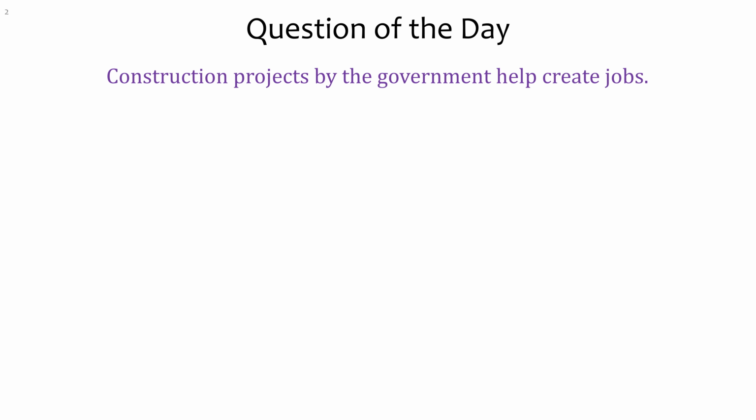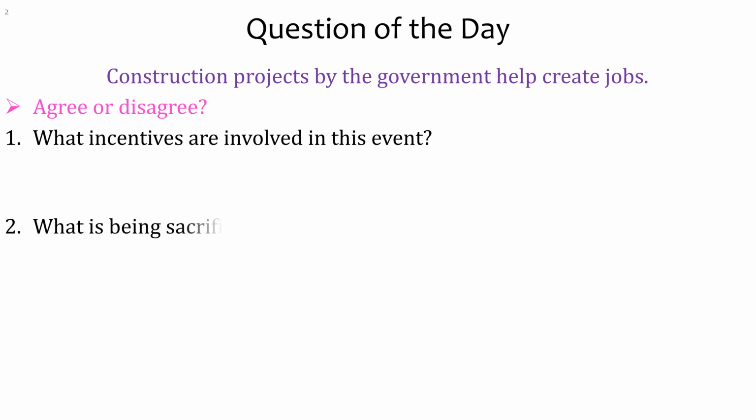Construction projects by the government help create jobs. So what is your opinion? What are the incentives, the sacrifices, and the alternatives involved? Write at least two items for each of the three questions and start by recording this slide number.